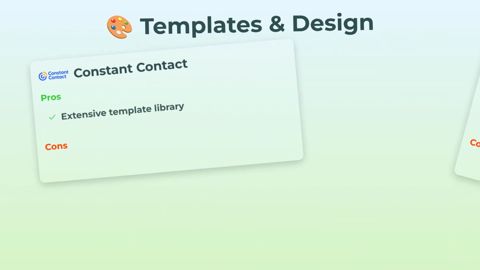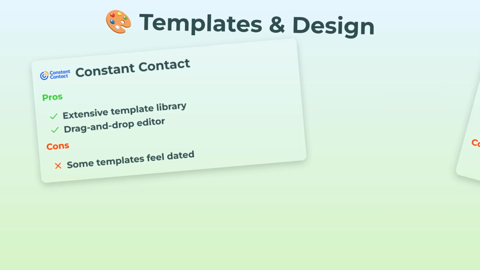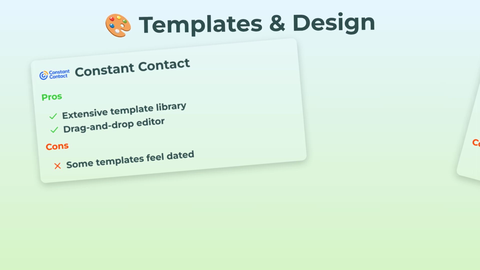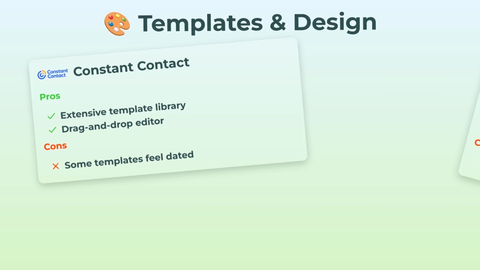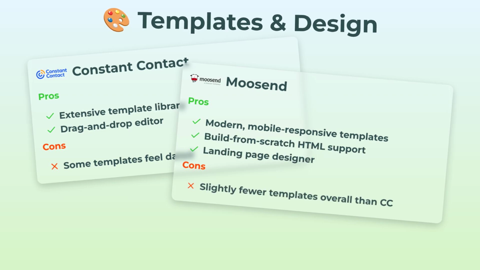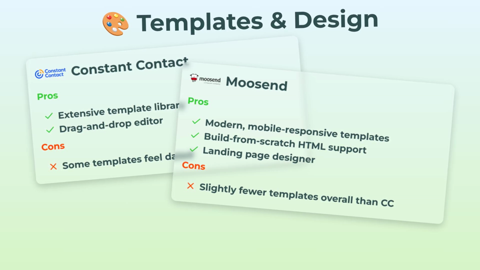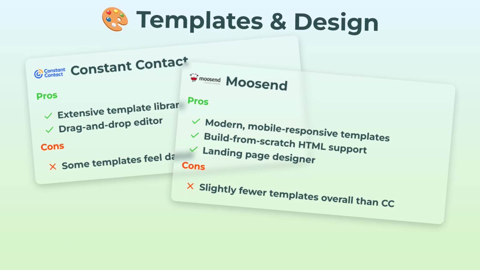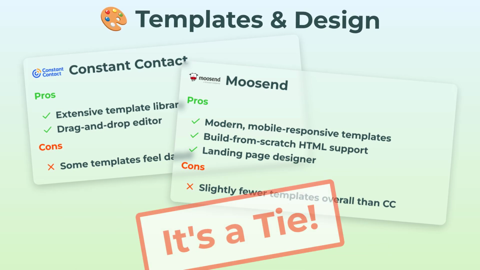Moving on to templates and design. So Constant Contact has this pretty big template library and a drag and drop editor that's solid, but let's be real, some of the templates do look a bit old school. With Moosend, the templates are way more modern and always mobile-friendly, which is huge for 2025. Plus, if you like to tinker, you can whip up your own HTML emails or build landing pages. Only downside? They don't have quite as many pre-built templates as CC, but everything feels fresh. Honestly, it's tough to pick a clear winner. I'd say this one's a tie because it really depends if you want quantity or that modern look.